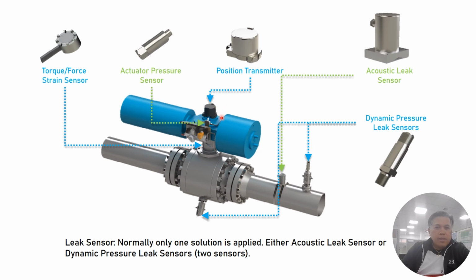During the testing and calibration, you can see it as well in this position. In this area, this is the acoustic leak sensor, and then we also have a dynamic pressure leak sensor. So this is the ESD valve.